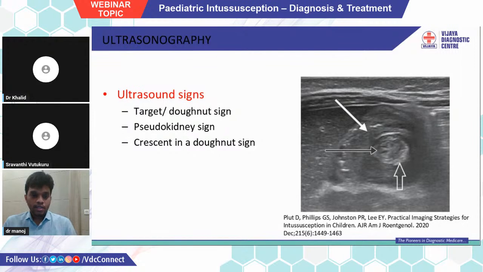So what are the signs that we actually see in intussusception cases? They are the target or donut sign, a pseudokidney sign, and a crescent in donut sign. The target sign refers to the presence of hyperechoic as well as hypoechoic concentric circles around the central echogenic fat. The hyperechoic ring corresponds to the mucosa or the muscularis layer of the bowel, and the hypoechoic part is the submucosal part. This appearance is generally seen on the cross section of the intussusception.